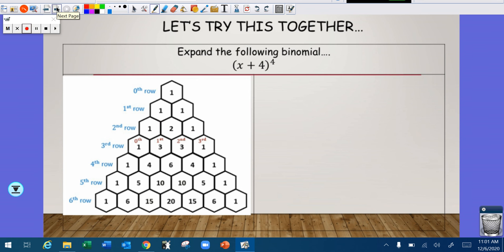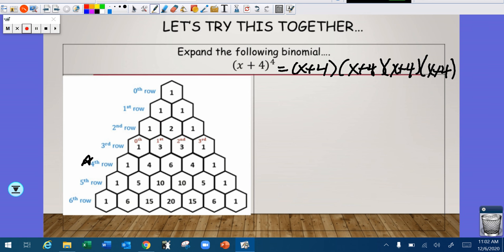Alright, so this one says expand the following binomial, where the base is x plus 4. And the exponent tells us to write that base 4 times. Okay, so now you need to see what row you should be on and what exponent matches this row. So the fourth row matches that exponent up there. So I am going to write down these coefficients, or these integers right here.